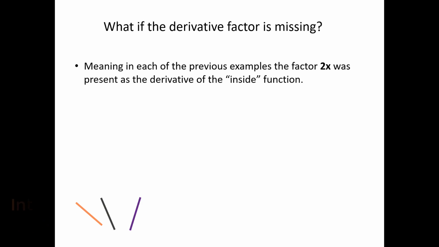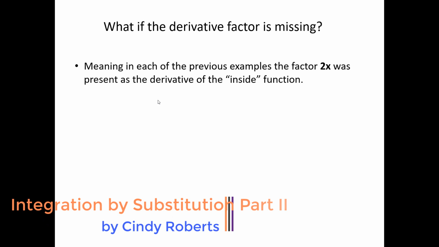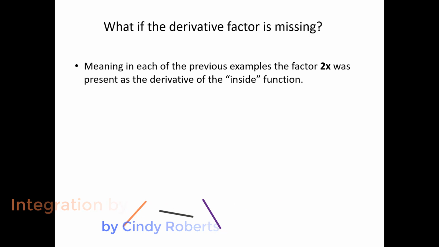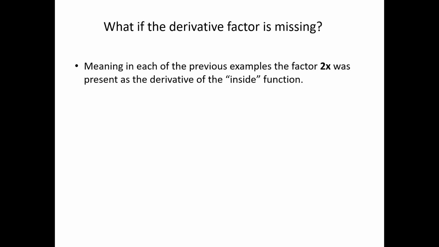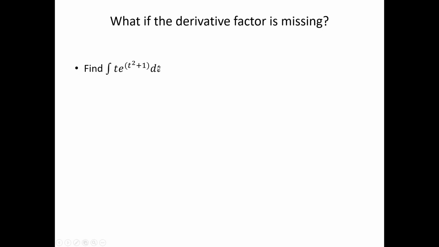Continuing on with integration by substitution. So I went through all of those examples and magically they all had 2x as the outside factor. Well, I'm sure you're guessing that's not always going to happen. So what would you do if that wasn't the outside factor?